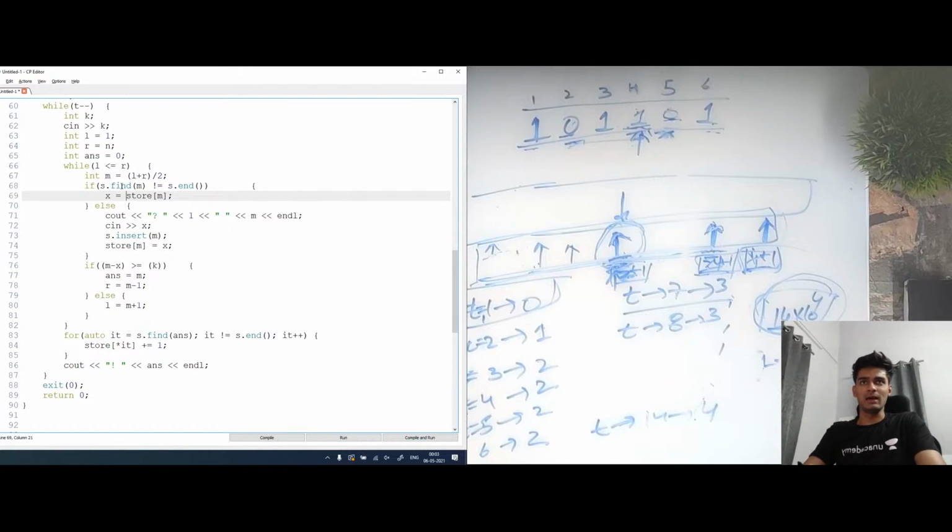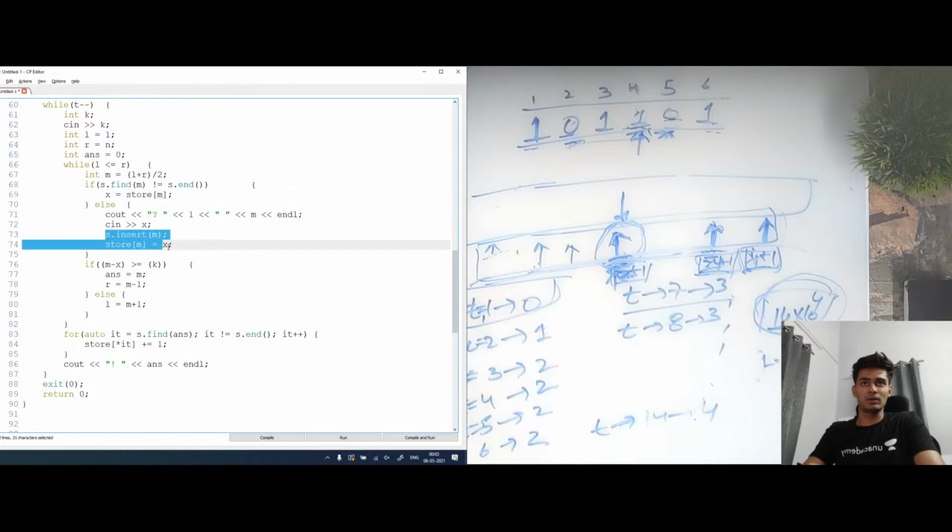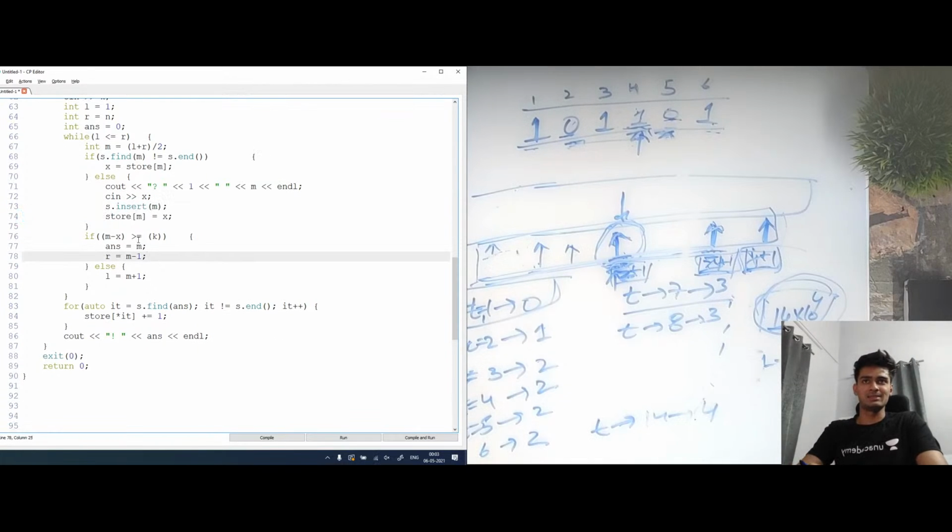So if I already have that value calculated, I just pick x equals store m. Otherwise, I go and make the query. I make the query, I scan the answer from the interactor, and then store that particular answer into the set, so that I have found the answer for this particular index, and I will not ever go and find the answer for this index again. Then the same thing, m minus x greater than or equal to, so this is the same.